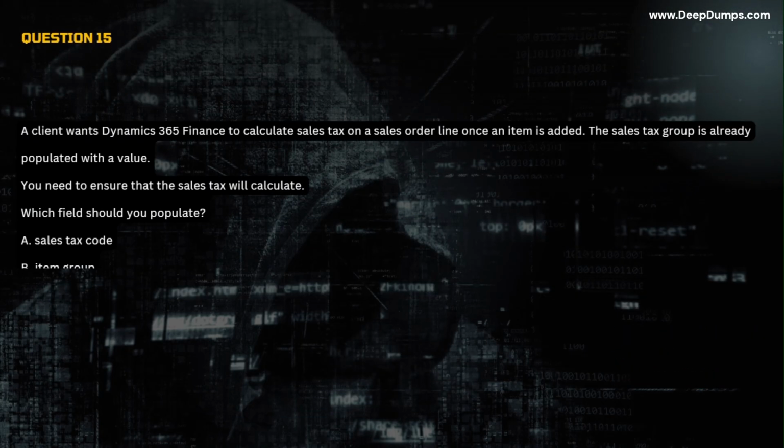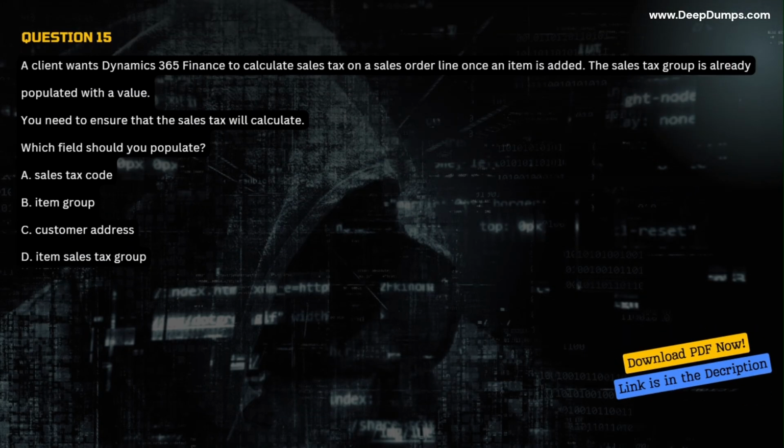Question 15. A client wants Dynamics 365 Finance to calculate sales tax on a sales order line once an item is added. The sales tax group is already populated with a value. You need to ensure that the sales tax will calculate. Which field should you populate? A. Sales tax code. B. Item group. C. Customer address. D. Item sales tax group.